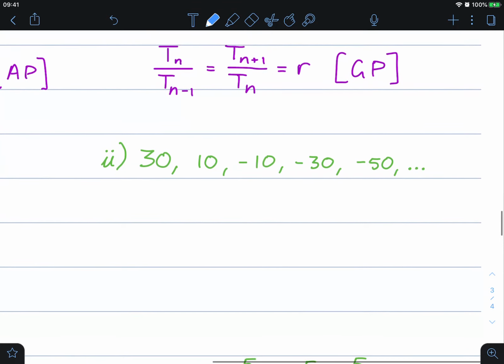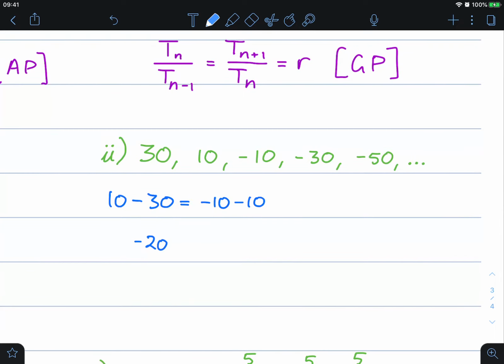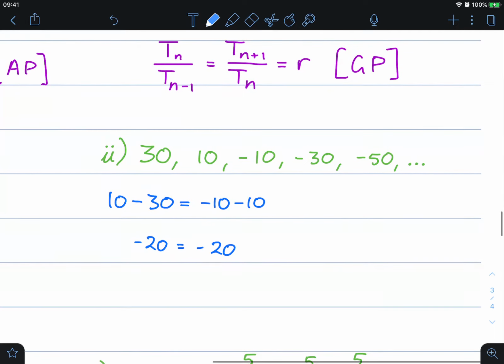You can test it again. From just looking at this, it seems to be an arithmetic progression, so we'll pick any number. I'll pick this number 10. 10 take away the previous should equal the following. Negative 10 take away the current. We get negative 20 equals negative 20. Our common difference is negative 20. So this is, again, an arithmetic progression.